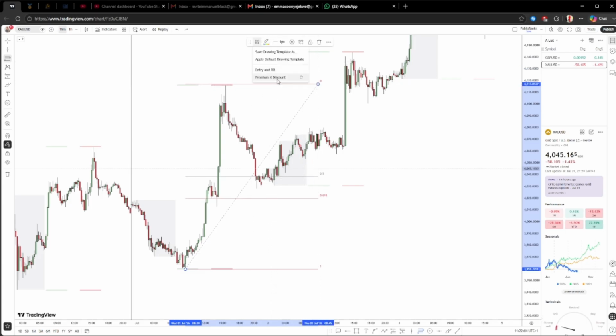I'll use premium and discount level. So you have the right to enter at this level, but the most safe place to enter is at the 0.5 level of the Fibonacci level. 0.5 is this level, and you have to see it fall in line with something: a fair value gap, other blocks, or even a break and retest. Don't just enter it blindly.